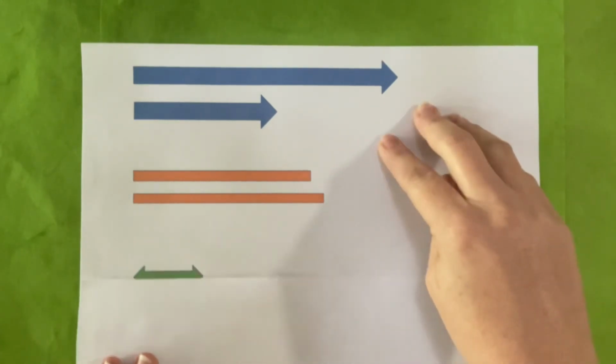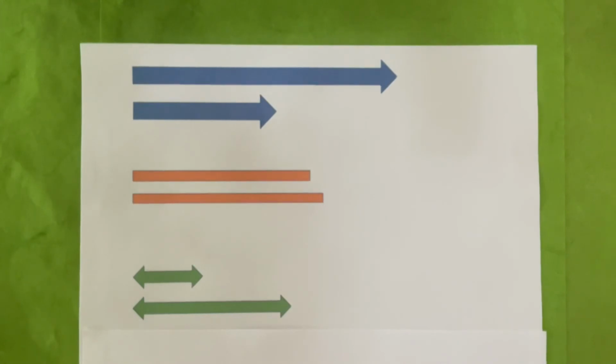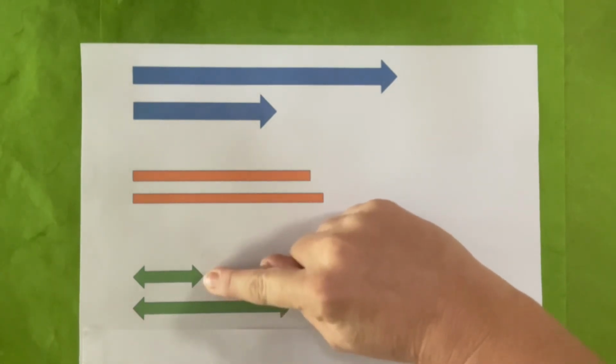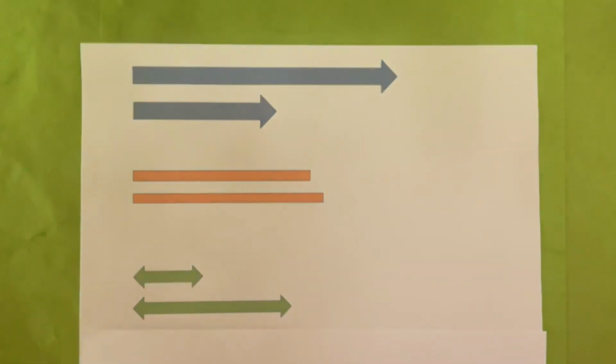What about these arrows? Can you see which one is shorter? Yes, that's right. The arrow at the top is shorter because the arrow at the bottom extends out past where this arrow finishes at the top here. So the top arrow is shorter.